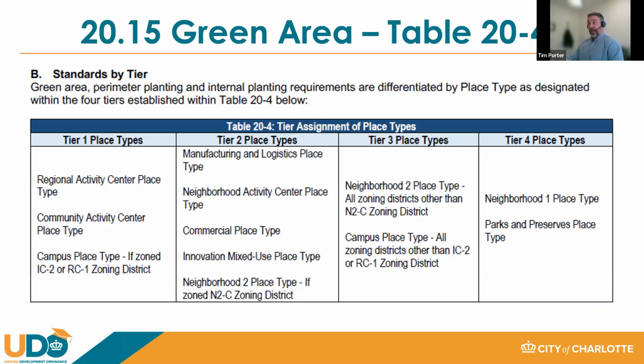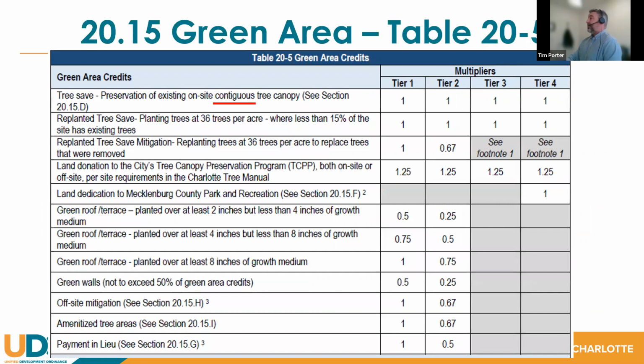It also applies to other focus areas, not just green area. It applies to perimeter tree planting and internal tree planting as well. This is another table, and it's going to be a little bit confusing at first, but Table 20.5 is going to be the big clarifying table that provides guidance on green area credits. That includes requirements, options, and incentives. And there's clear guidance in the UDO on how to use these multipliers.